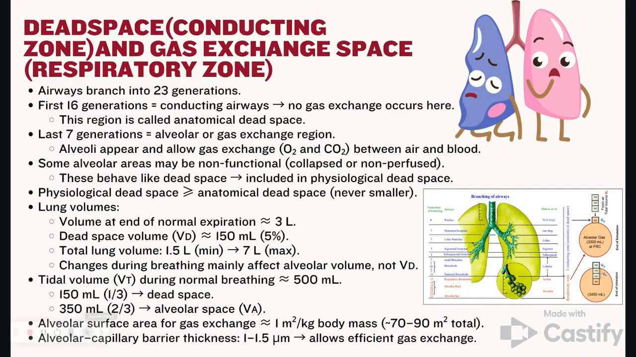Now, the last 7 generations are the alveolar or gas exchange region. Alveoli appear and allow gas exchange, O2 and CO2, between air and blood. Some alveolar areas may be non-functional, collapsed, or non-perfused. Some of them might not work. These behave like dead space, and we include them in the physiological dead space.